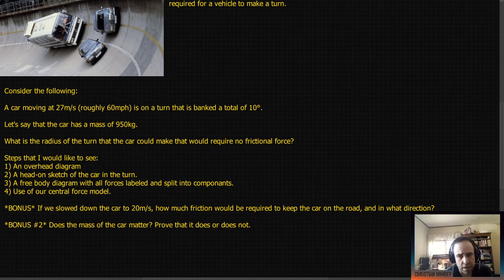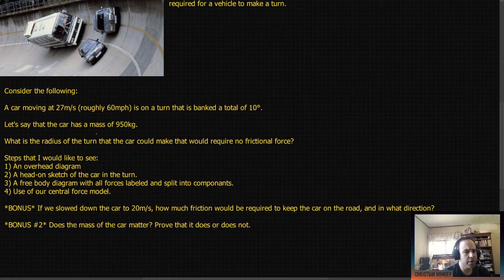These are the things I'm going to want to see: an overhead diagram, a head-on sketch of the car and the turn, a free body diagram, and then the use of our central force model. There are two bonus questions down here. I'm not going to go through them in this video, but if you want to think about them, they're both kind of interesting. So let's go through and start working on this.